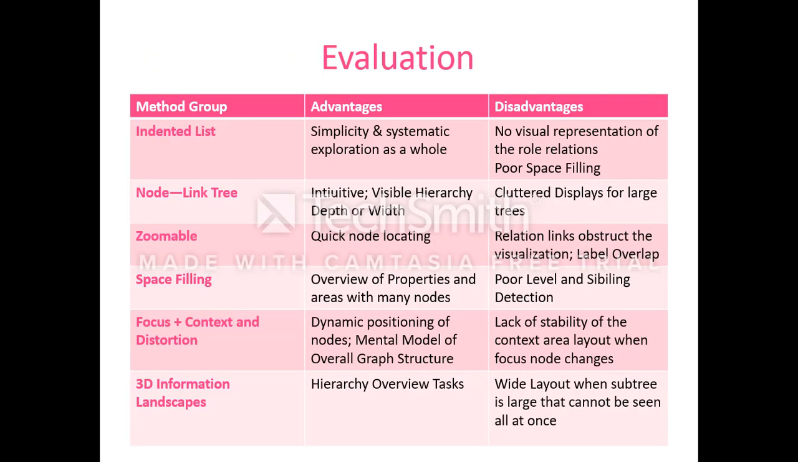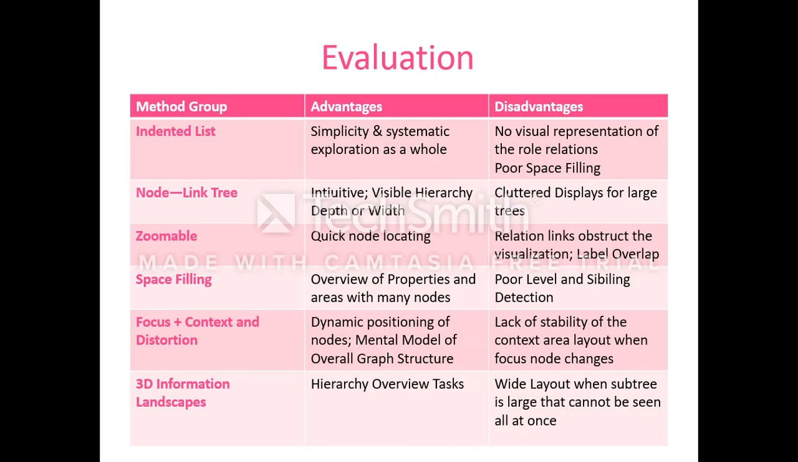Finally, we have the list of advantages and disadvantages of the methods discussed so far by the authors. The indented list offers simplicity, and it has systematic exploration, but it suffers from poor space filling, and the support for role relations is missing as well. In the second case, with node link tree, it is intuitive and the hierarchy in the width and the depth is easily distinguishable. But it makes inefficient use of screen space, leading to cluttered displays when the number of nodes is large. Then we have zoomable, which seems successful for browsing to locate specific nodes. However, they do not offer an effective overview of the hierarchy.